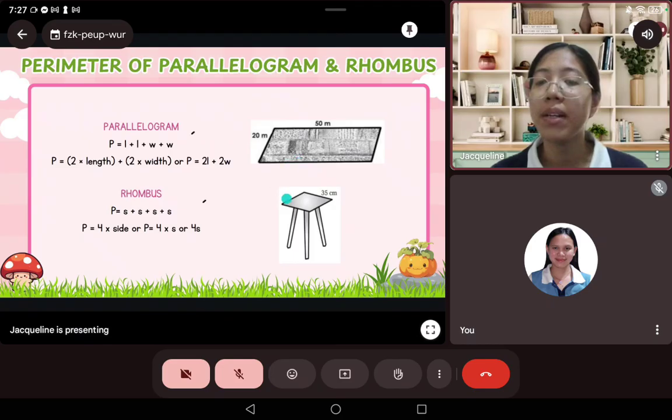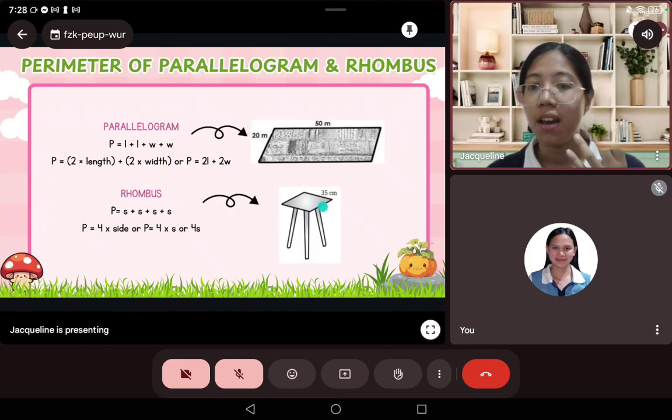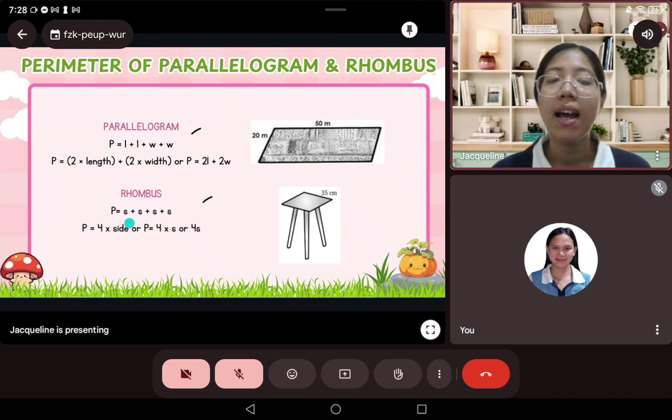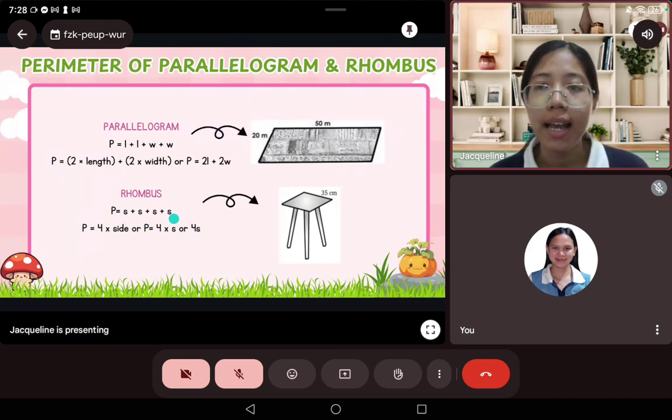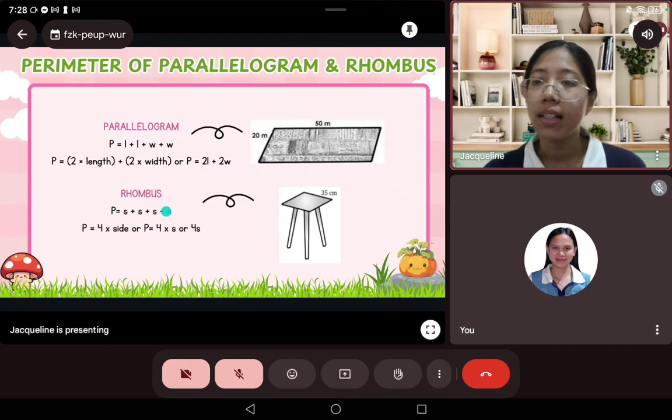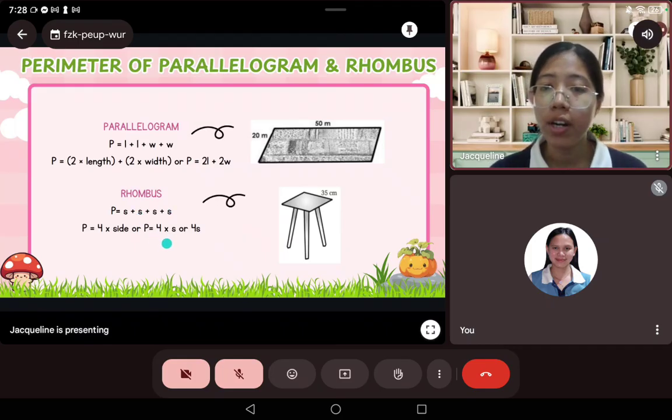Okay, so the given measurement of each side is 35. Since the sides are equal, we have 35 centimeters each side. So 35, 35, 35, 35. Okay, class? So we also have a formula for the rhombus. That would be P equals S plus S plus S plus S. To make it simpler, that would be 4 times S. Okay, P equals 4 times S. All you need to do, class, is to multiply 4 by the given 35 centimeters.